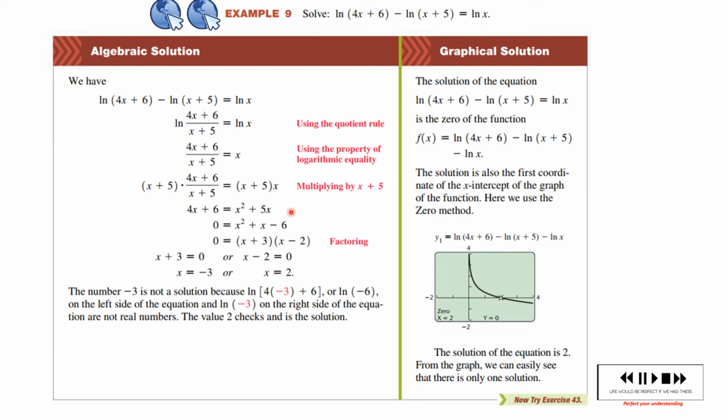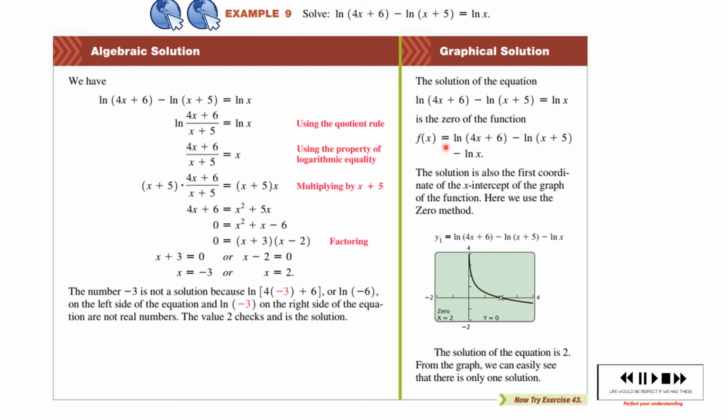I get a quadratic, and the quadratic factors. And now what I'm going to do is check to see if these are solutions. X equal 2 does check and is a solution. X equal minus 3 does not check because that would be a logarithm of a negative number. And so that tells me that the only answer is x equal 2. And that's the same thing that we find on this side.